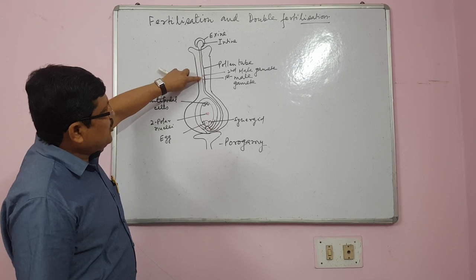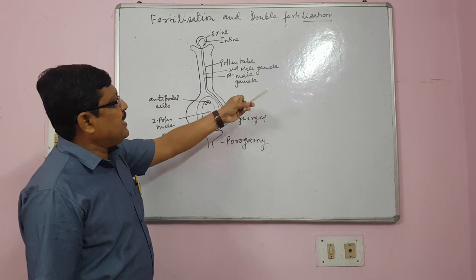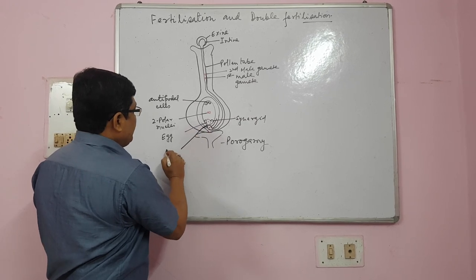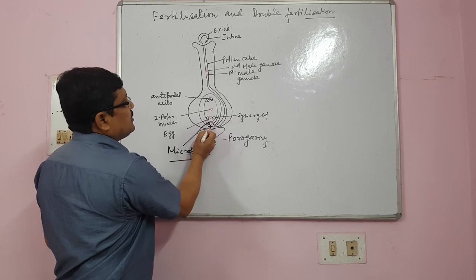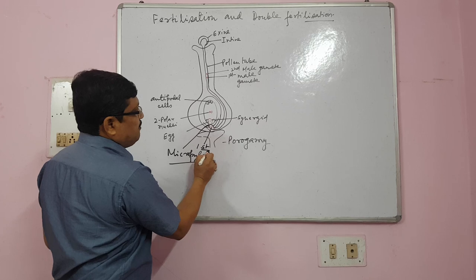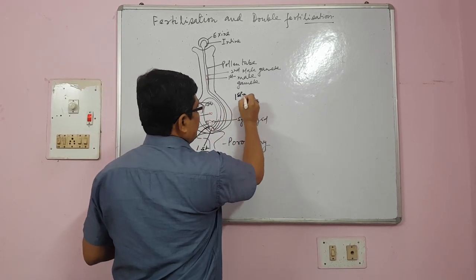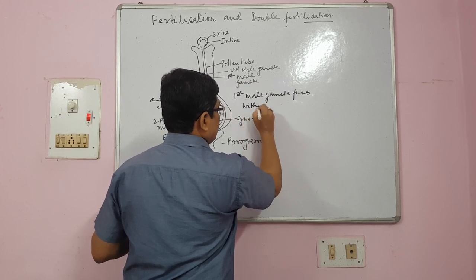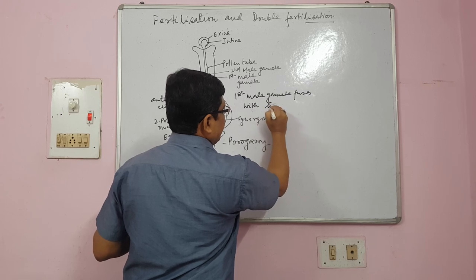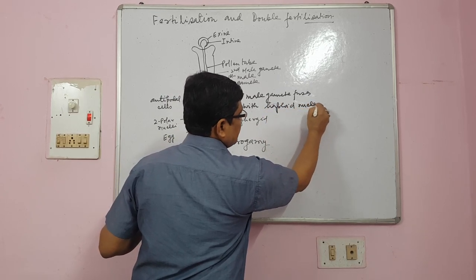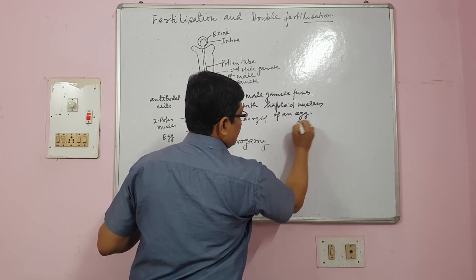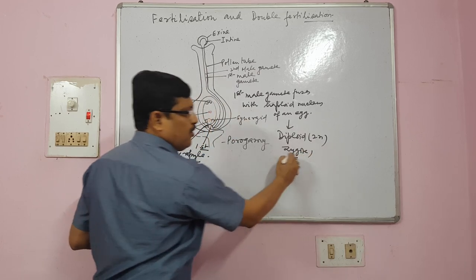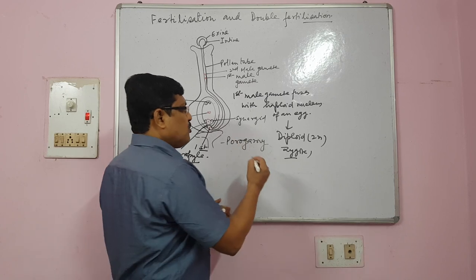this is the pollen tube in which two male gametes, the first male gamete and the second male gamete, both are sliding and finally reach the micropyle. That is the micropyle. And the first male gamete will fuse to the egg, means the first male gamete fuses with the haploid nucleus of an egg, resulting in a diploid structure, the zygote, being formed. This process is called fertilization, also called syngamy.